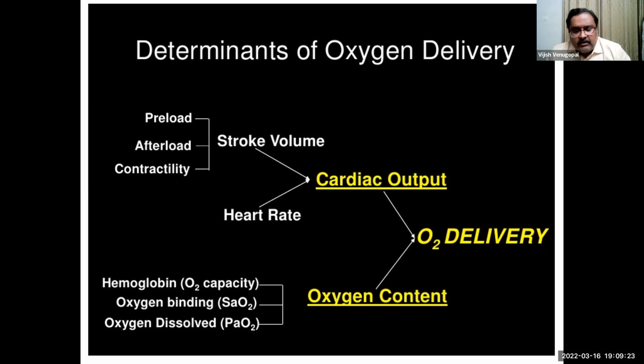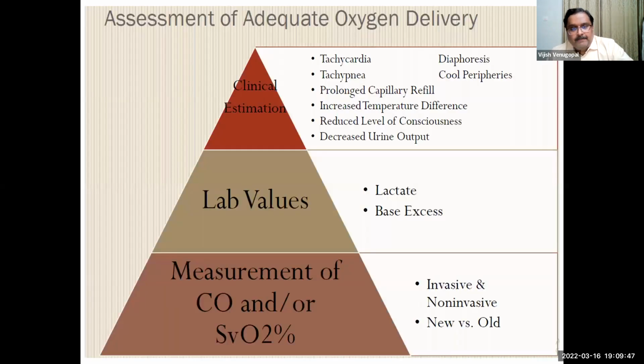Oxygen content is dependent on the hemoglobin content, the oxygen binding capacity of hemoglobin, and the dissolved oxygen in blood. Cardiac output is nothing but the product of stroke volume and heart rate, and stroke volume is dependent on afterload, preload, and contractility of the heart. So if we are able to monitor the preload, afterload, and contractility, we should be able to do a good hemodynamic monitoring. So how do we assess adequate oxygen delivery?